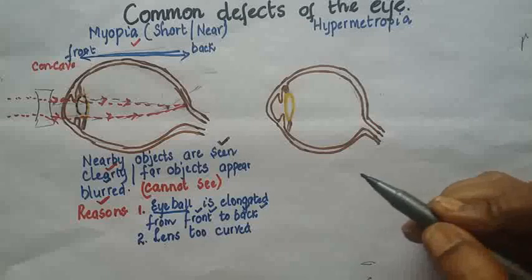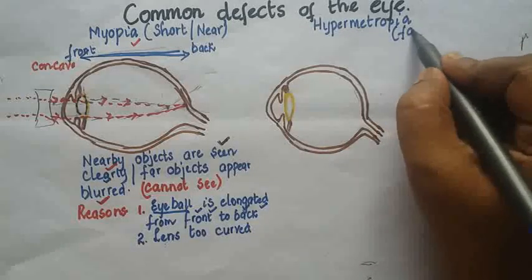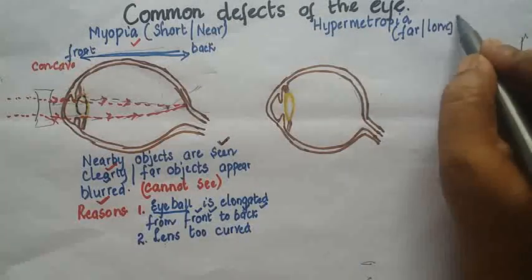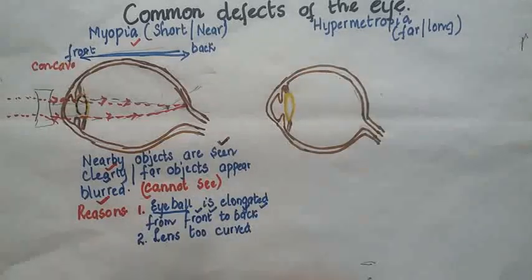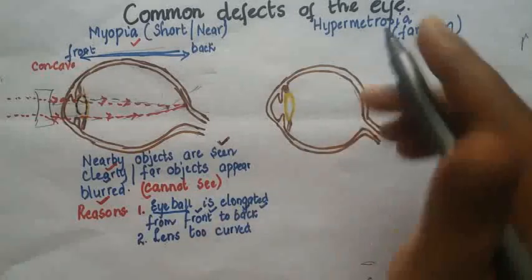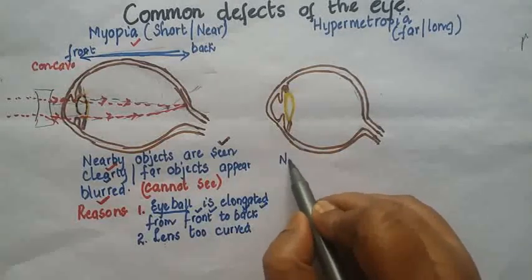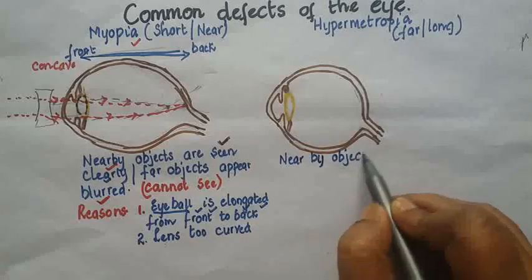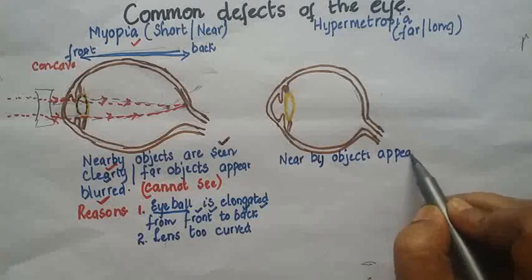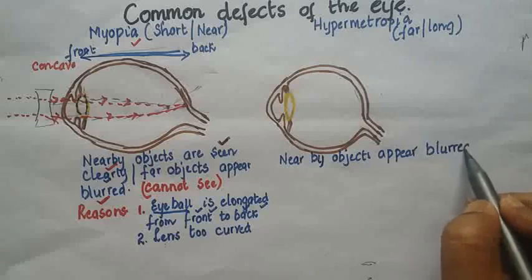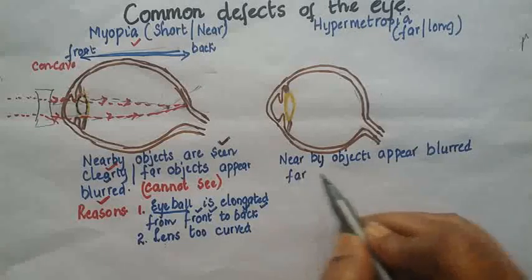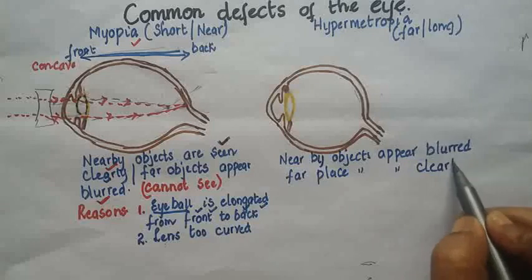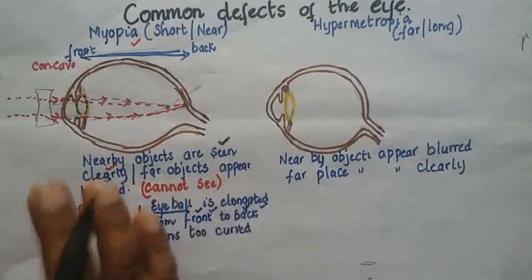So what is the meaning of hypermetropia? It is nothing but long-sightedness or far-sightedness. Children, it's very easy. In case of hypermetropia, a person sees the nearby objects appear blurred, whereas far placed objects appear clearly. Just opposite to that of myopia.